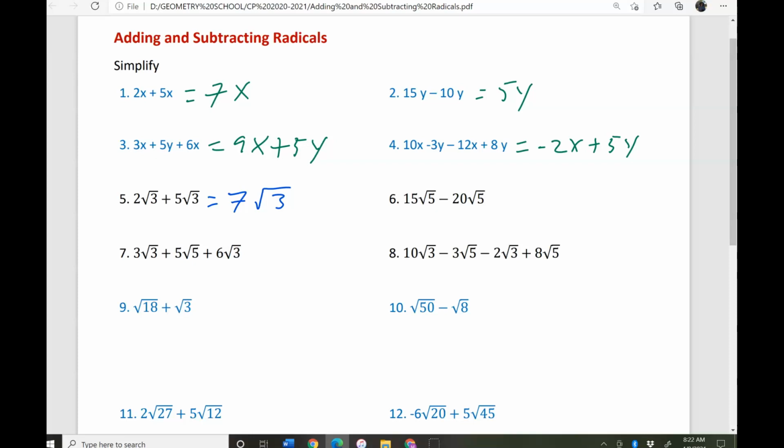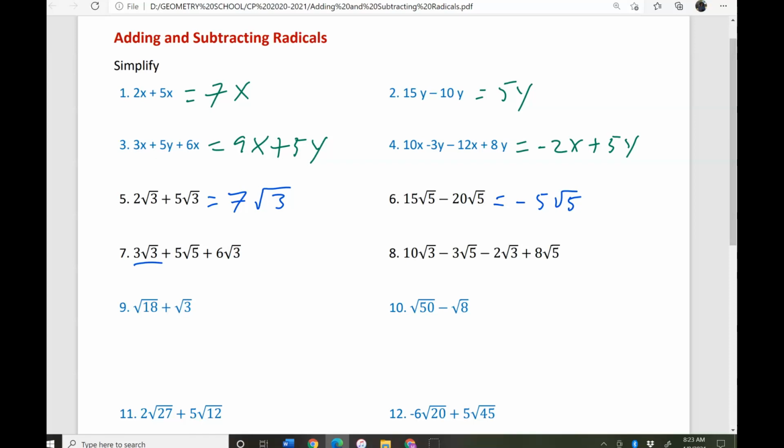When I have 15 square root of 5 minus 20 square root of 5, again, that gives me a negative 5 square root of 5. Again, I'm just treating the radical just like it's a fancy x. When I have two different radicals, I can treat them like different terms, different like terms.